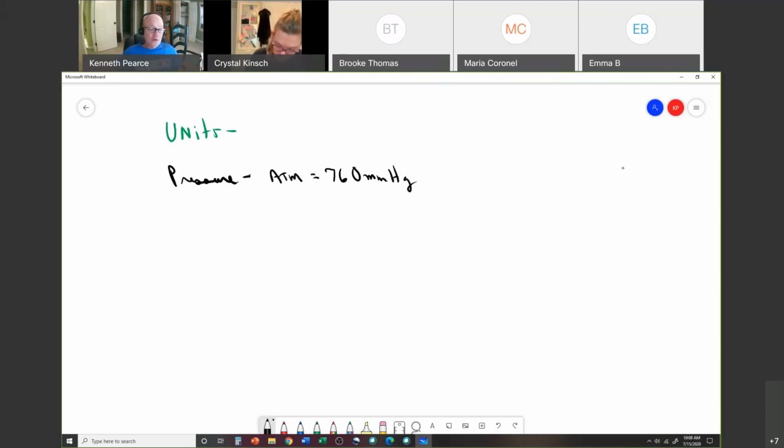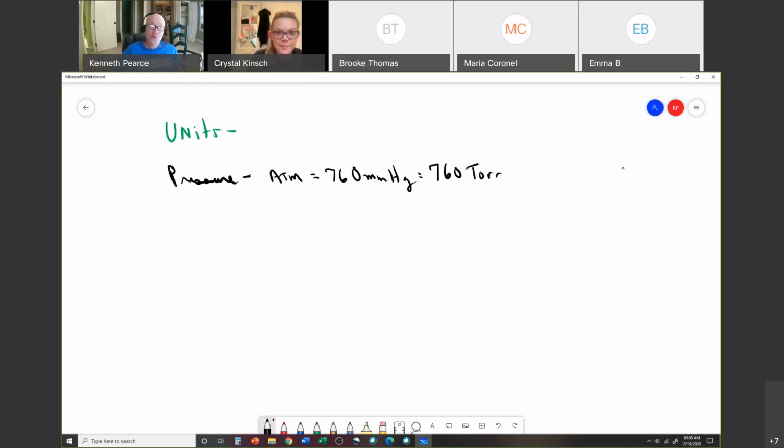What you may see on the TV when you are watching the weather, they'll talk about inches of mercury, right around 29.95 inches of mercury. We won't deal with that because that's an English unit. These two units, the atmosphere and millimeters mercury, are not SI, but they're what we're going to use. So we have 760 torr. A millimeter mercury is equal to a torr, and 760 of those is equal to an atmosphere.